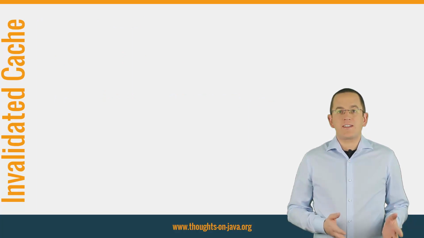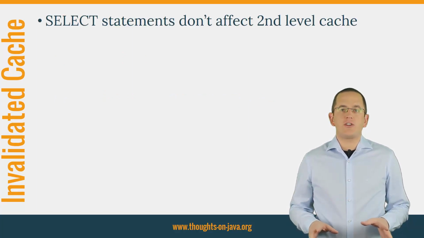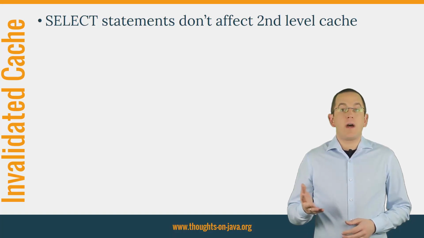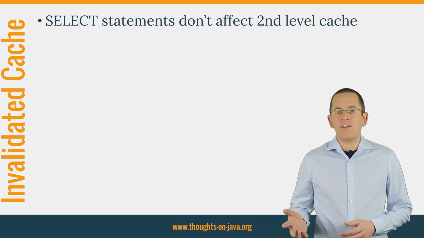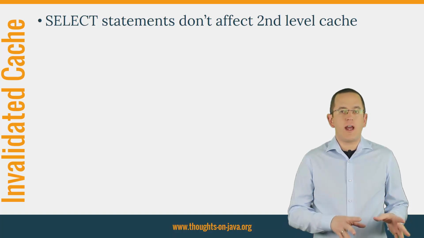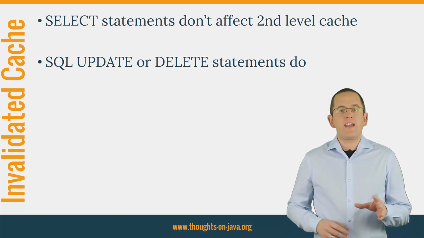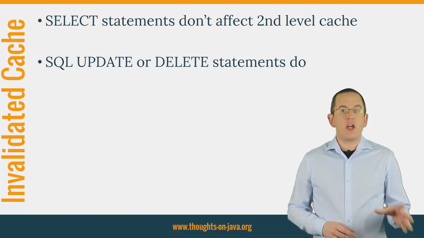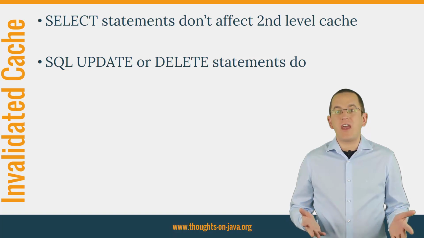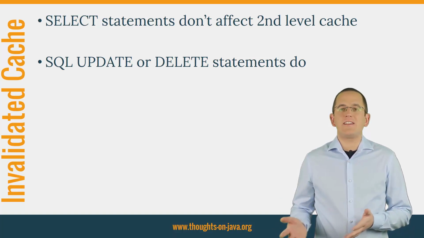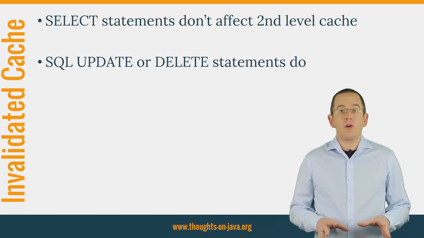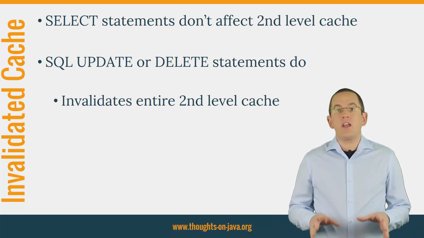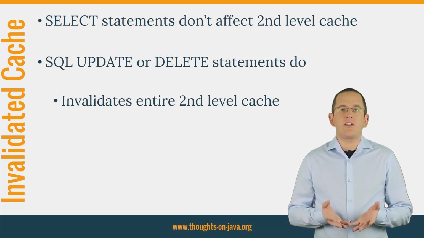Native SQL select statements don't affect the second level cache, and you don't need to worry about any negative performance impacts. But Hibernate invalidates the second level cache if you execute an SQL update or delete statement as a native query. This is necessary because the SQL statement changed data in the database, and by that it might have invalidated entities in the cache. By default, Hibernate doesn't know which records were affected. Due to this, Hibernate can only invalidate the entire second level cache.